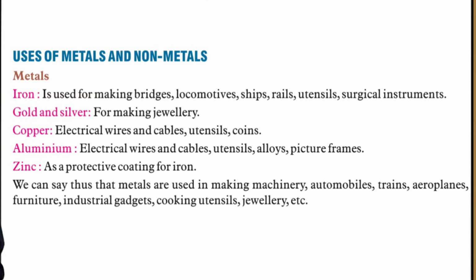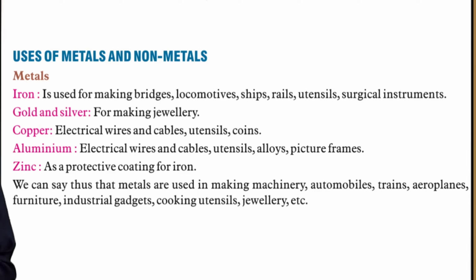So, now let's see uses of metals and non-metals. Metals, that is first iron. It is used for making bridges, locomotives, ships, rails, utensils and surgical instruments. Gold and silver for making jewelry. Copper for electrical wires and cables, utensils and coins. Aluminium for electrical wires and cables, utensils, alloys, picture frames. Zinc as a protective coating for iron.